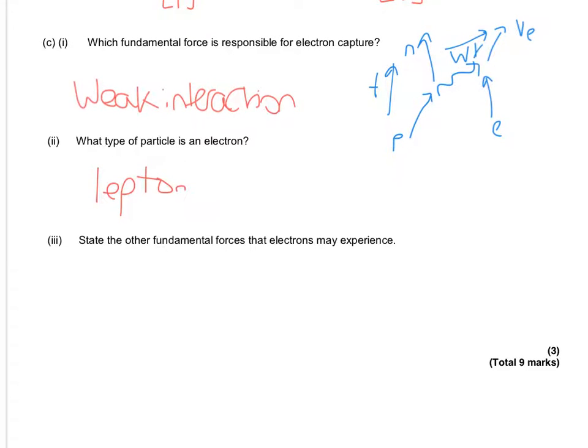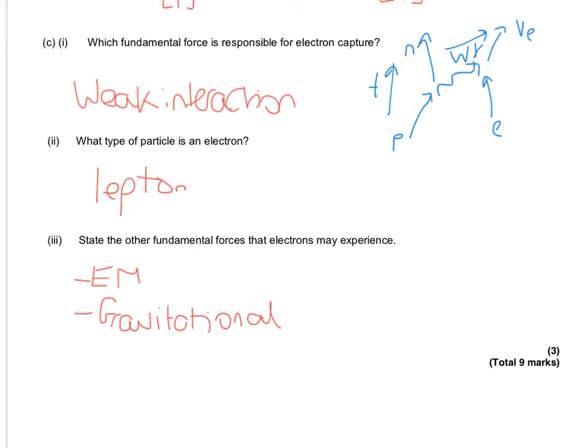So we're looking for the other fundamental forces that electrons may experience. An electron is charged, which means it can interact through the electromagnetic interaction. It's not a hadron, so it can't interact through strong, but it does have mass, so therefore it can interact through the gravitational interaction as well. Both of these would have been acceptable. You can't write weak because it says state the other fundamental forces, so writing weak would just be repeating your answer again, which isn't answering the question.